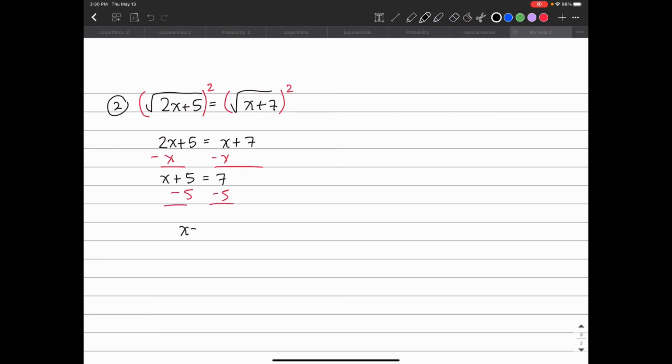I'm going to check this to make sure it works. If I plug it in, I'm checking x is equal to 2. I have the square root of 2 times 2 plus 5 is equal to the square root of 2 plus 7. Is this the same thing? Well, I have the square root of 9 is equal to the square root of 9. That's 3 is equal to 3, and this is a true statement. So x is equal to 2 is my answer.